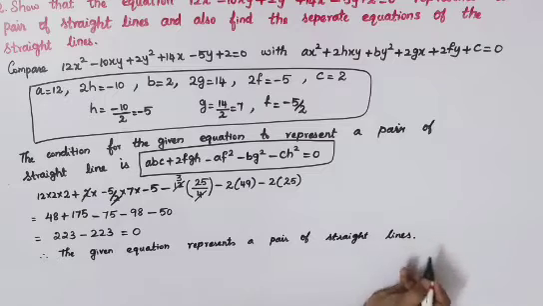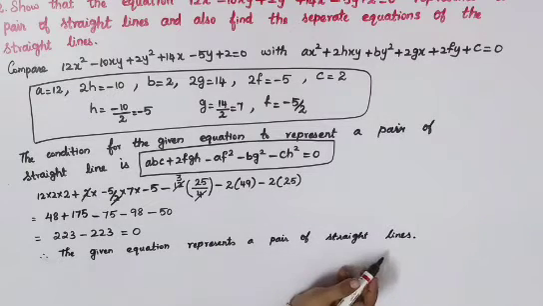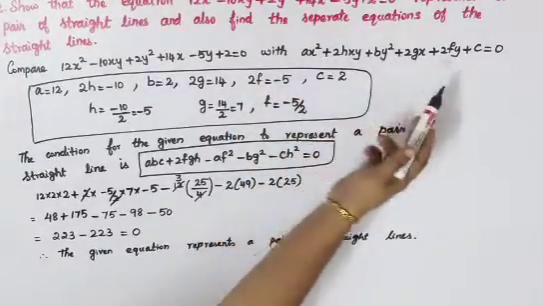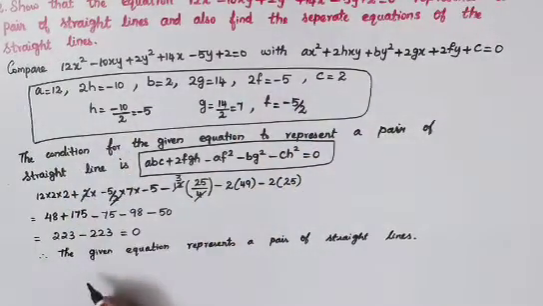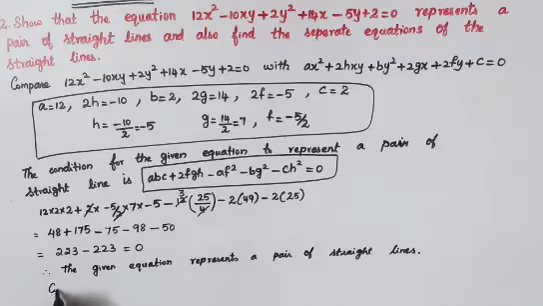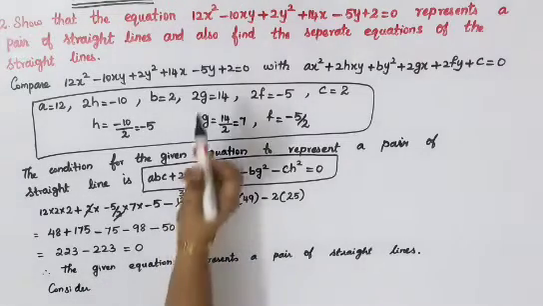Straight lines. Okay, so this is the first part we'll have to prove. Now going to your second part, find the separate equation of the straight lines. So we'll have to find the separate equation of straight lines. Consider, just see your question, children.